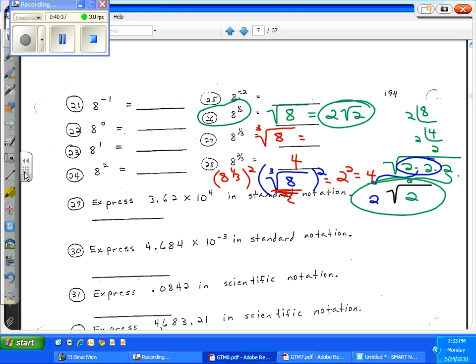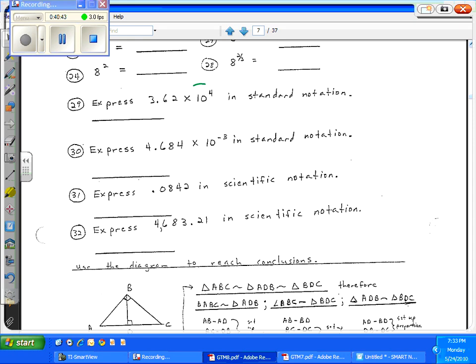At the end of this, we have scientific to standard notation. Scientific notation is written with a base of 10. Times 10 to the fourth means that you'd multiply by 10 4 times, which would move your decimal 4 places to the right. So you would have 3, 6, 2. You'd have 2 more places that you'd put zeros in, and you'd have 36,200. Okay?